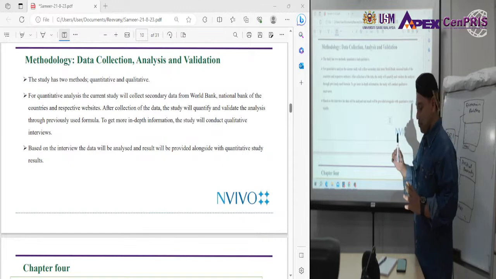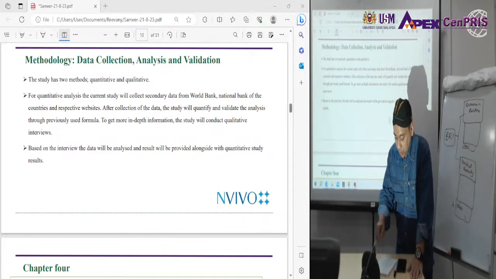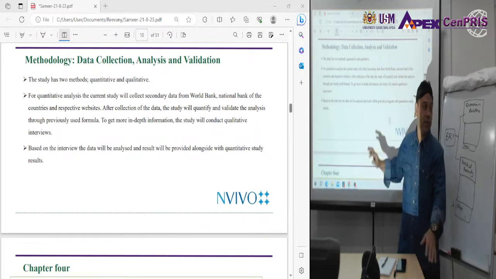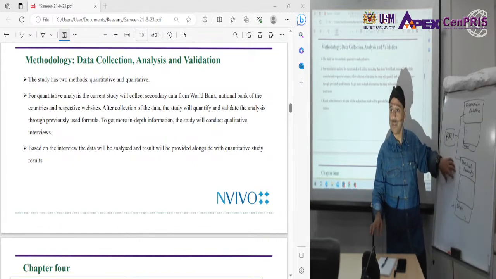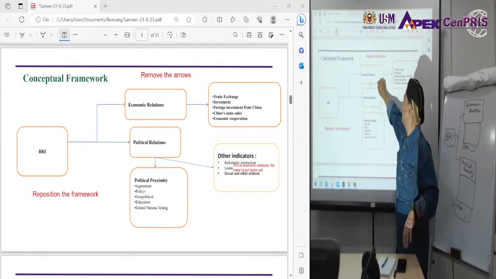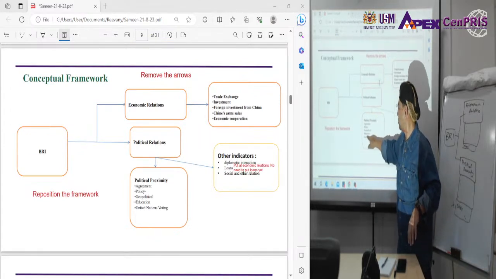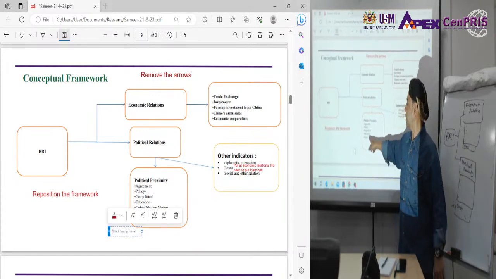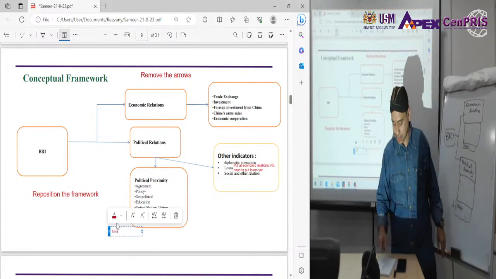Okay. All right. Methodology is actually an important part. Samir, enlarge this one. Make it big enough for people to see. If you go back to the conceptual framework afterwards, make it big like this. It might be too small when they are in the meeting room. They might not see it clearly. Just make it big.